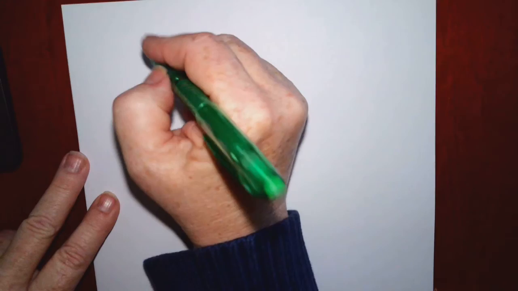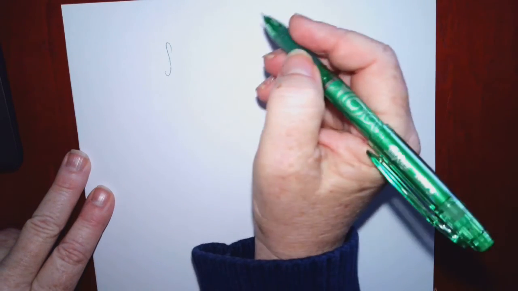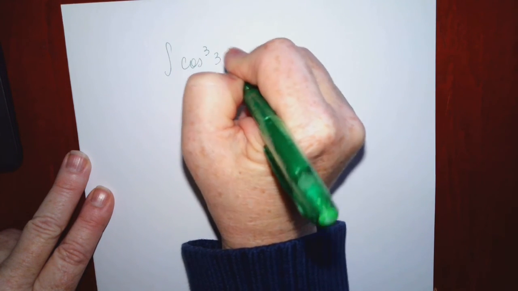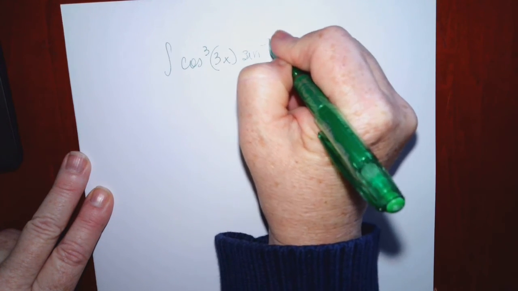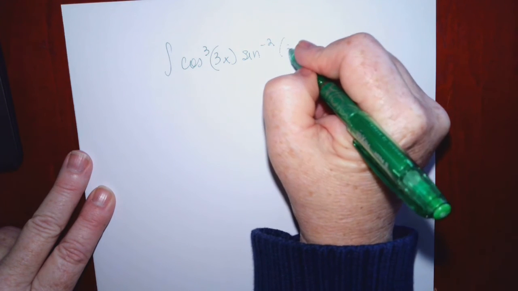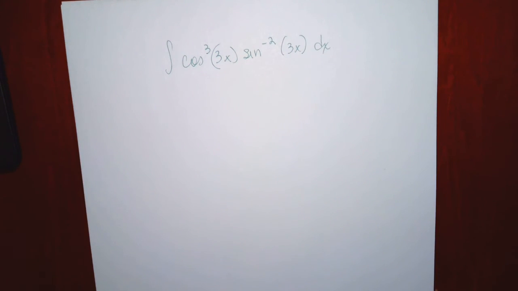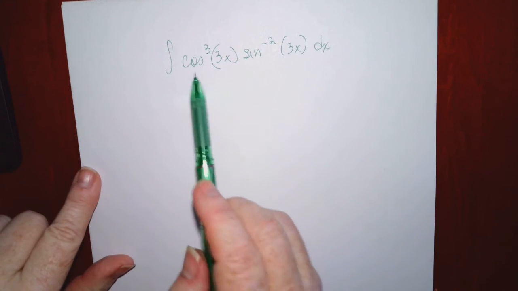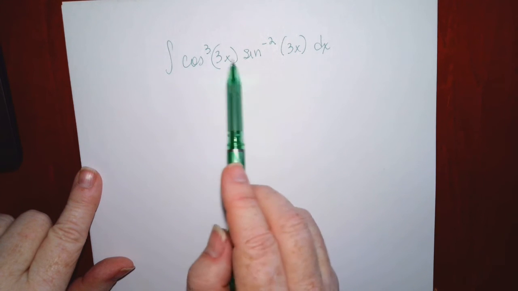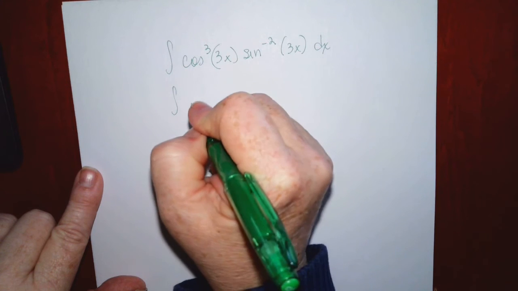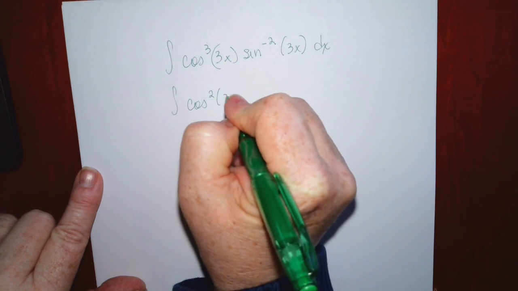All right, so on number 6, we have an integral of cosine cubed of 3x sine to the negative 2 of 3x. Excellent choice, Avery. Okay, so this one's a little bit different. We don't have positive powers, but I do have a cosine to a positive 3. It's to a positive odd power, so I'm going to pull off a cosine.